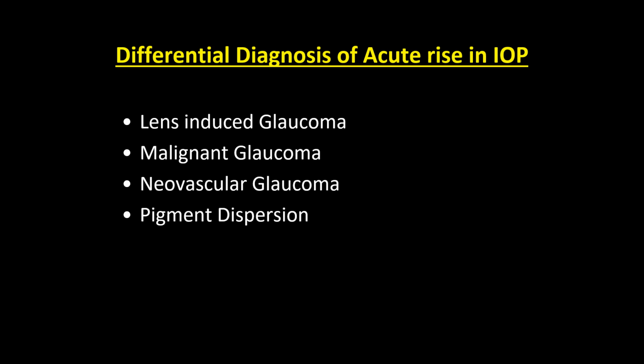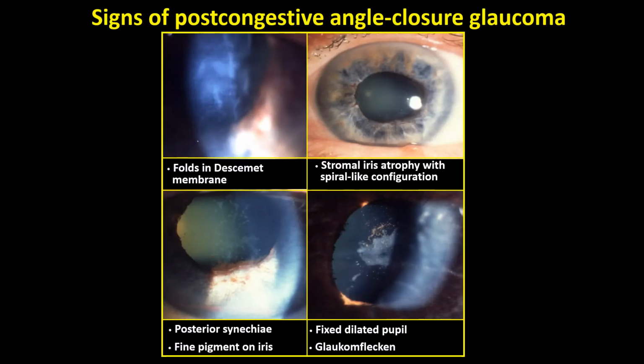Then pigment dispersion: the pigments of the iris are very weak, so with each movement of the iris, they come out of the iris and float freely in the anterior chamber, and because of this pigment dispersion, again the pressure becomes high.